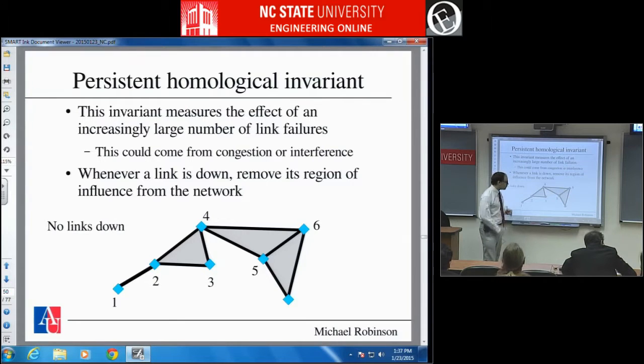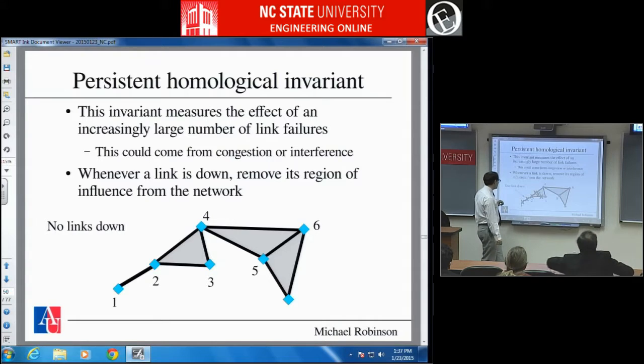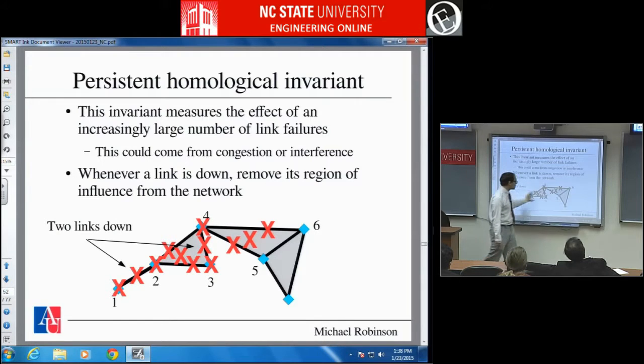So, for instance, for the persistent homological invariant, you say, let me take an interference source and look at its signal strength and at how it knocks out more and more links as it interferes with those links, removing their regions of influence as they get larger and larger. Suppose I had an interference source right about here. If it's really quiet, it's not taking down any portion of the network. No links are down. Now, as I make it larger, stronger, it's going to take out, say, this link there and its region of influence. So it takes out that link. These two nodes are silent, and so it knocks out that portion of the network. Here, two links are down, and it's starting to cause a pretty substantial problem for the network.